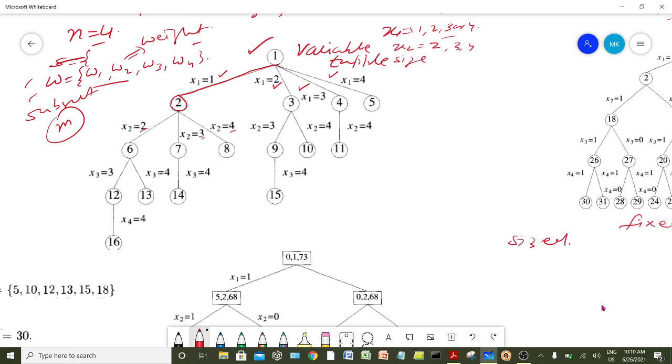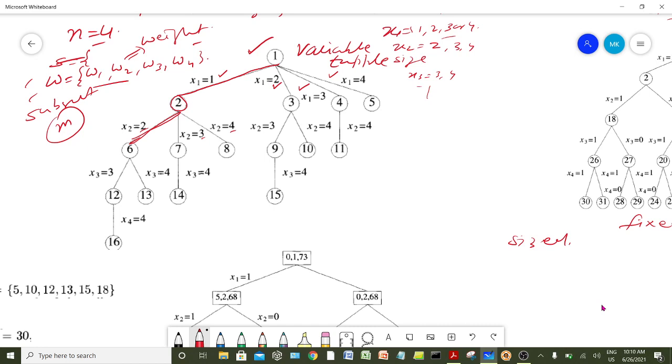If we follow this one, then we have only 2 options. x3 will have only 3 and 4 and so on. This is the method that we followed in the n queens problem also, when we tried placing queen number 1 at column number 1, then column 2, then column 3 and then column 4.